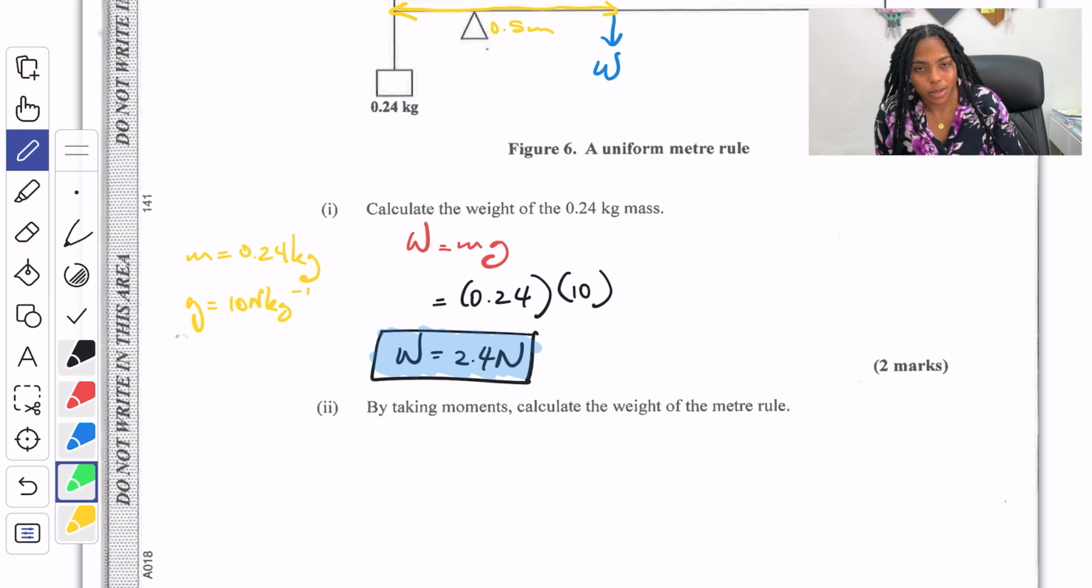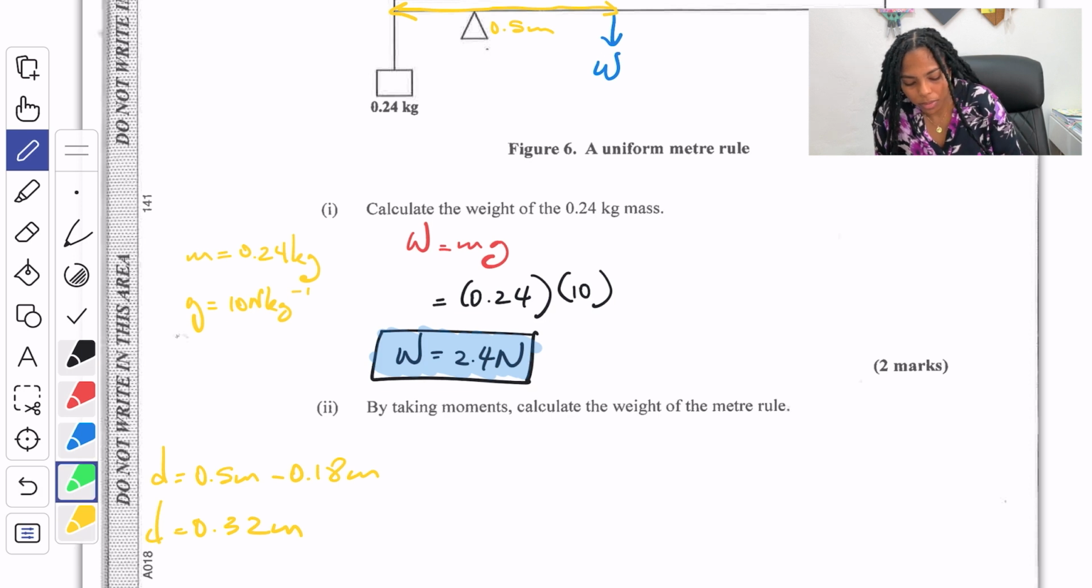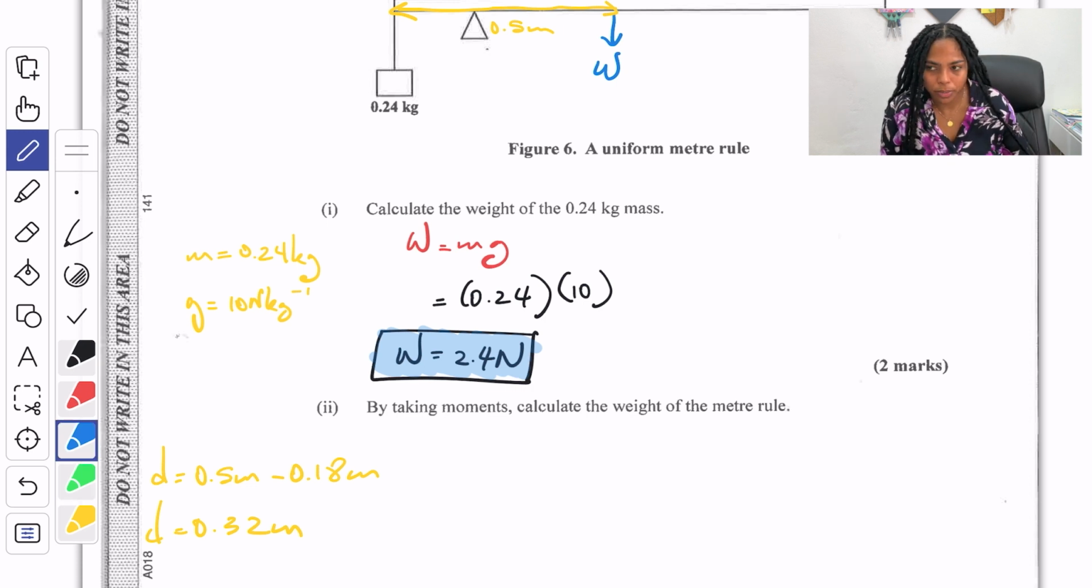So let me write that down here. My distance is going to be 0.5 meters, take away 0.18 meters, which gives us 0.32 meters. So now we have everything and we just need to find the weight of the ruler.